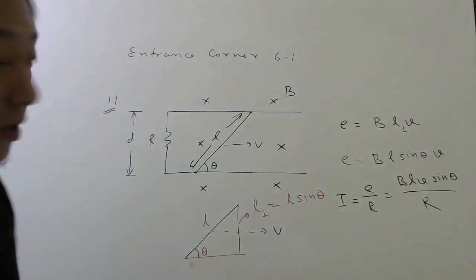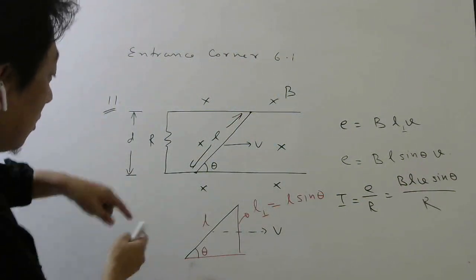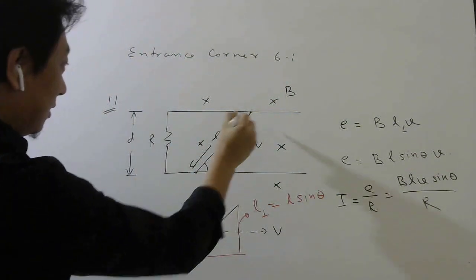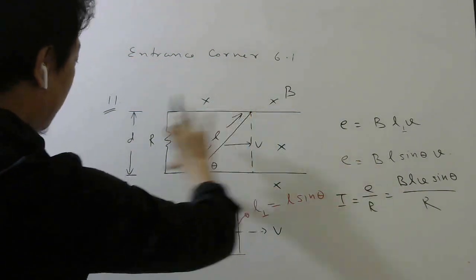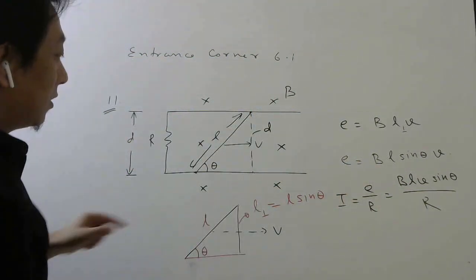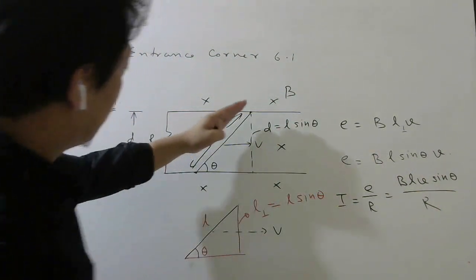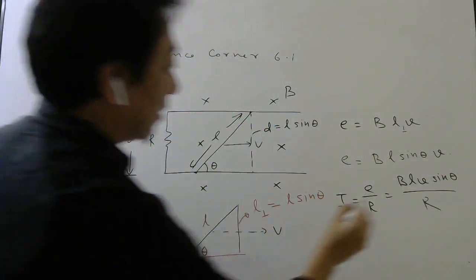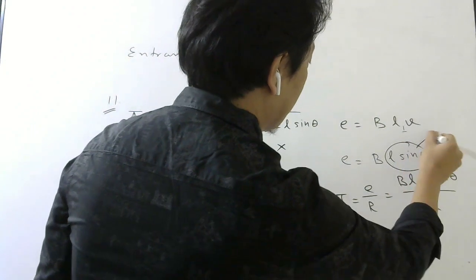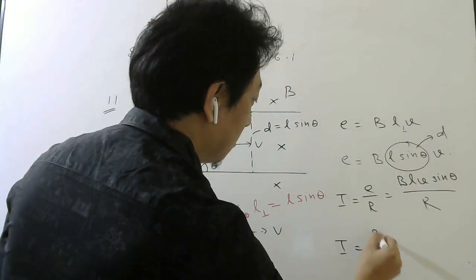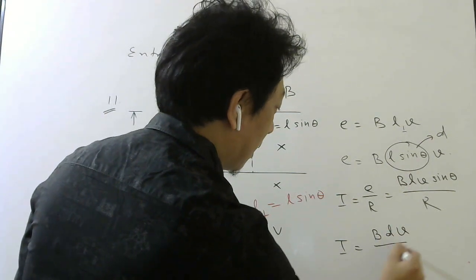But options are in terms of this D. Well, if you look carefully, this D is this itself. Or you can try to see this D is given. This is also D, no? So you can see this D will be what? L sine theta. Right? This is hypotenuse, this is opposite side. So this L sine theta is nothing but D. So I can write I is equal to B D V by R.